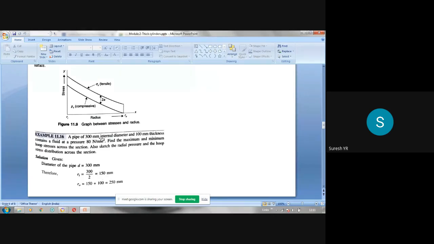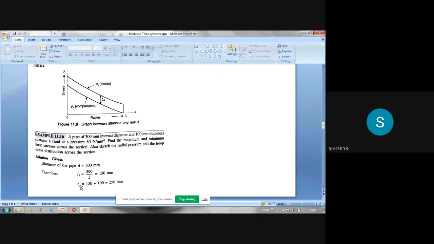See, you should be very careful here. In some problems they may give diameter, some problems they may give radius. So you should be very careful. Here diameter is given. When diameter is given, radius is diameter divided by 2. So he has given 300 mm as the internal diameter. Therefore internal radius Ri is half of this, 300 divided by 2, which is 150 mm.